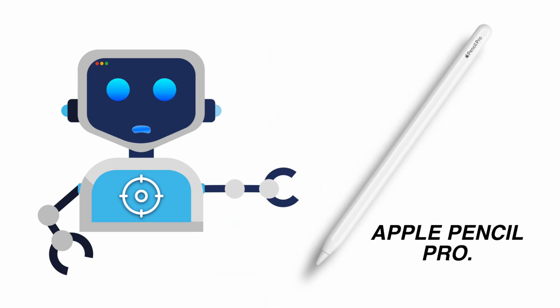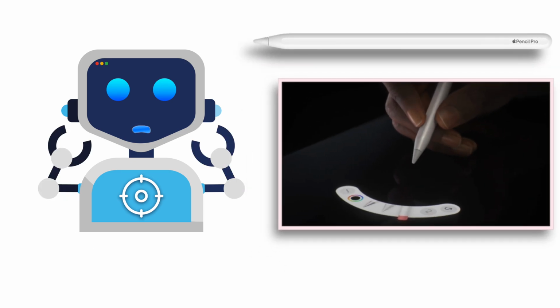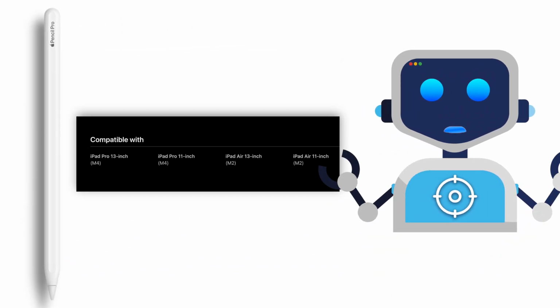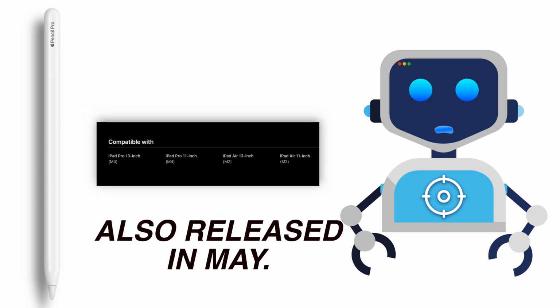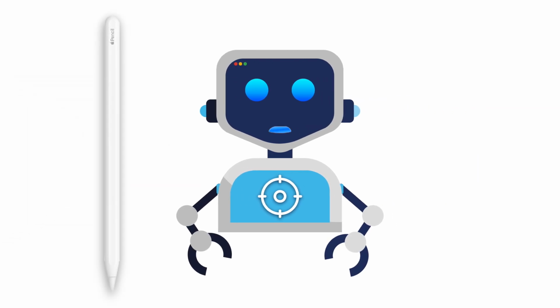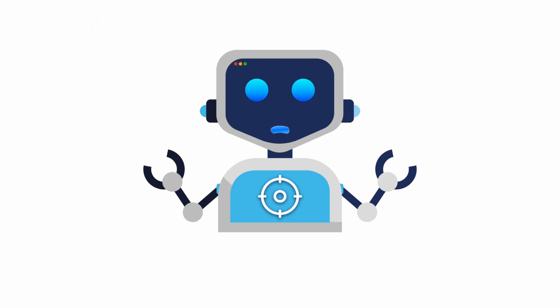Think of it as the top-of-the-line Apple Pencil, the Beyoncé. It boasts a wide range of functionalities, except wired charging. However, it only works with the latest M2 iPad Air and M4 iPad Pros, also released in May. This exclusivity is because the new camera system on these iPads forced a change, making the magnetic spot for the second-gen pencil unusable. As a result, the Pro has its own dedicated magnetic charging area.